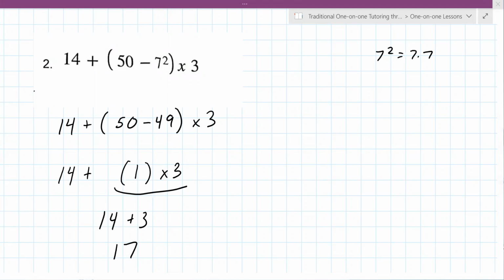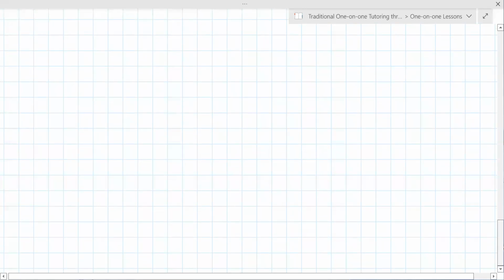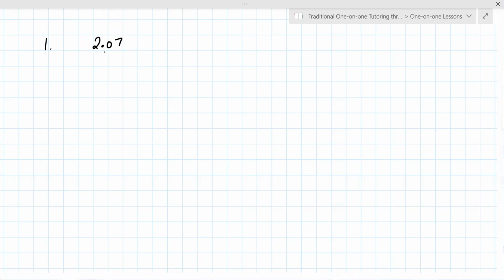Okay, so let's go to page 2 and we'll talk about each of these. We'll probably have to go through them separately for now. Number 1 on page 2 is 2.07. And to start, you have to decide whether this number is in standard form, expanded form, or words. And this one is in standard form.